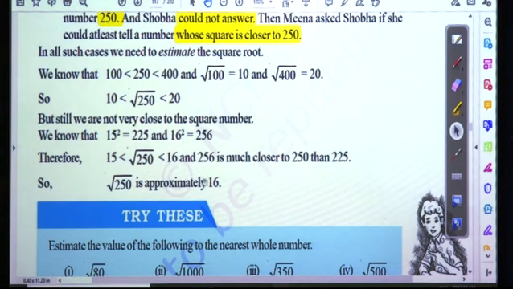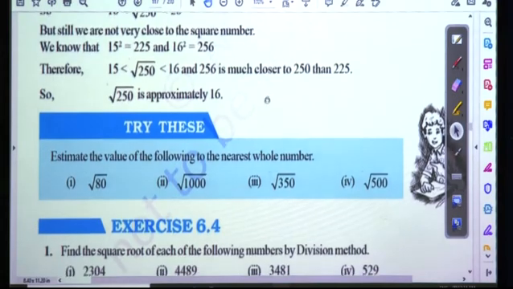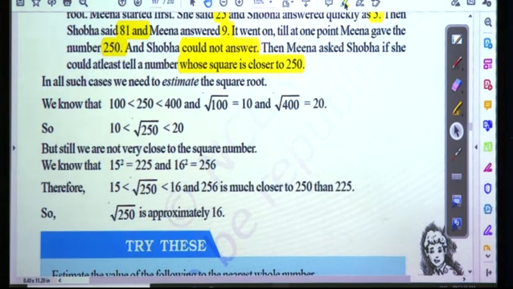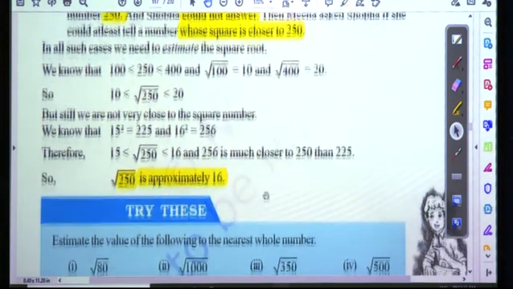What is further explained? That 256 is much closer to 250 than 225. So, the square root of 250 is approximately 16. This is the conclusion: the square root of 250 is approximately 16. Now, let us proceed further.